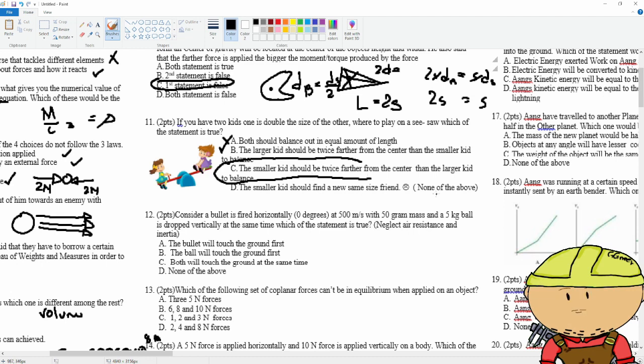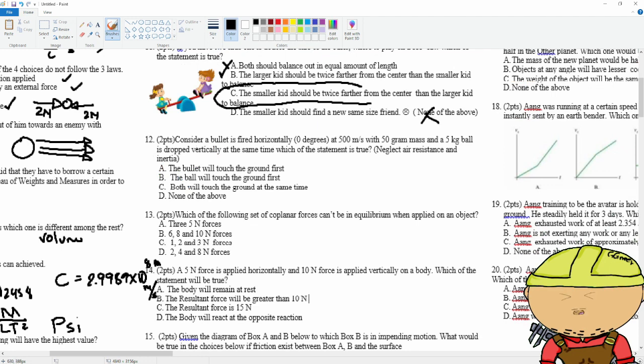Okay. Consider a bullet is fired horizontally at 500 meters per second, and a 500 kilo ball drops vertically at the same time. Which of the statements is true? The bullet will touch the ground first. The ball will touch the ground first. Both will touch the ground at the same time. None of the above.